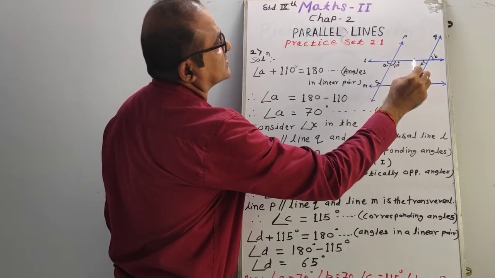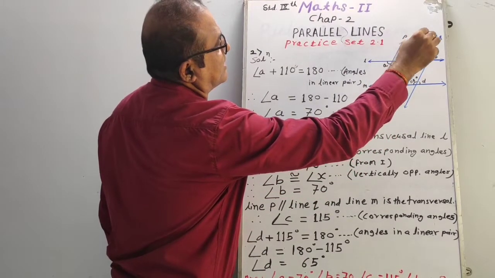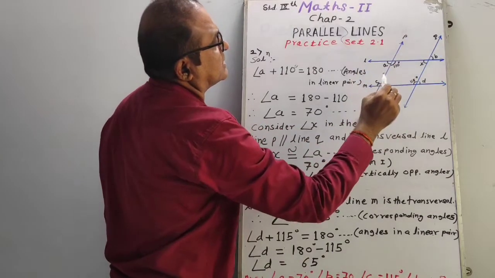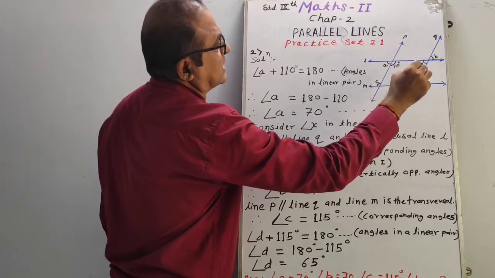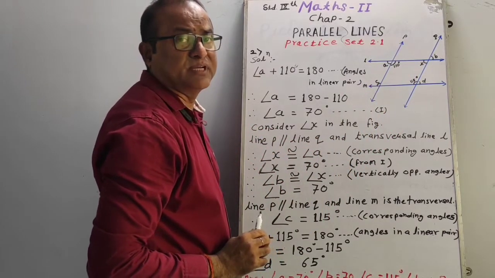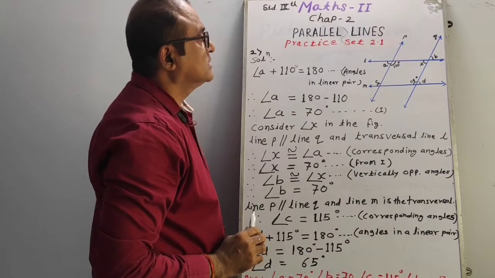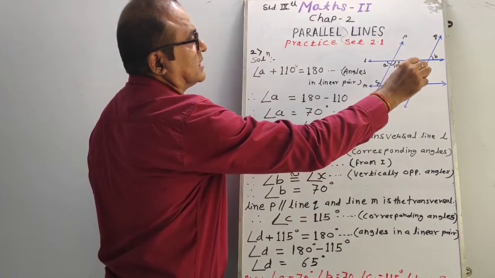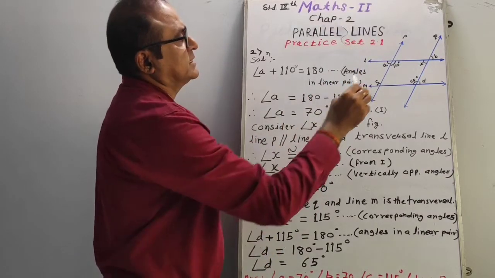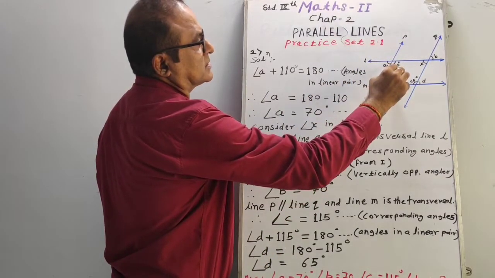Second, here line L is parallel to line Q and transversal L. Then angle A and angle X are the corresponding angles, and corresponding angles are congruent. Therefore, angle X is equal to 70 degrees by the corresponding angle.